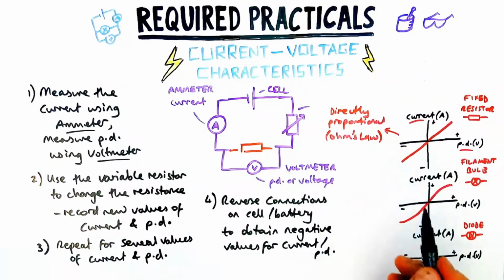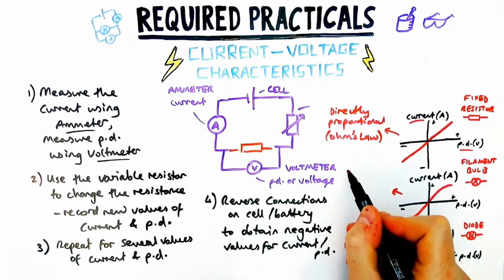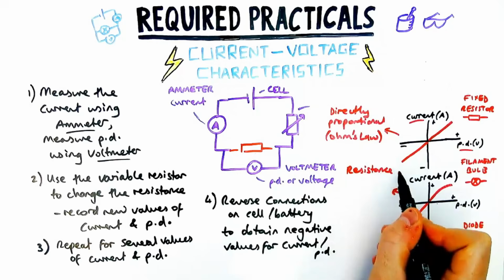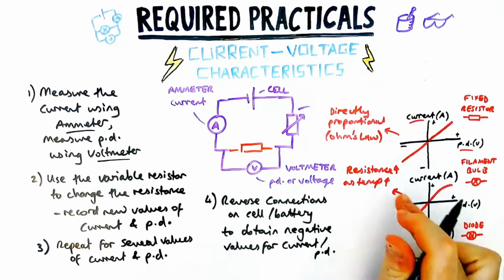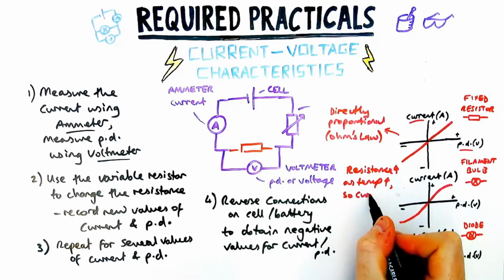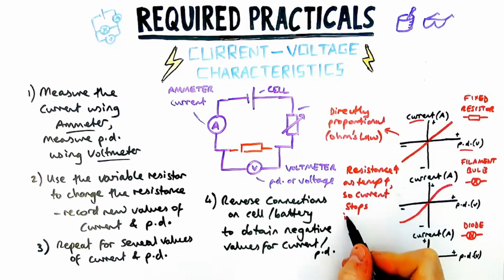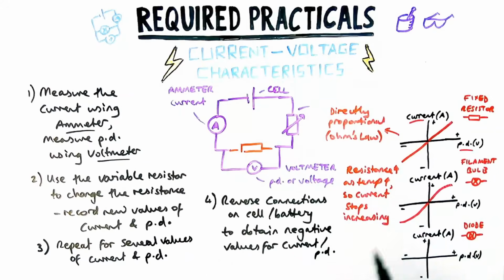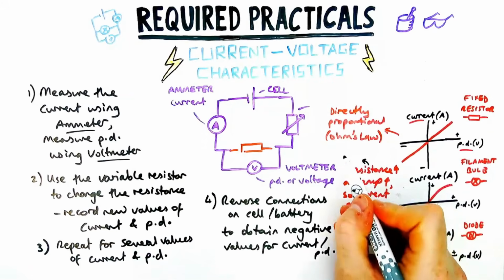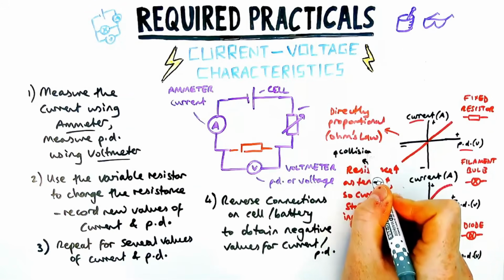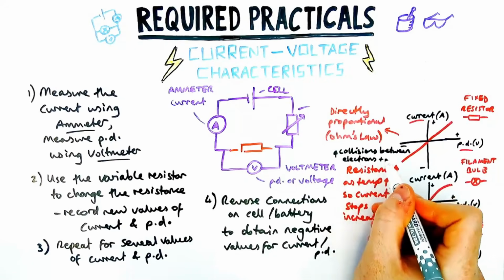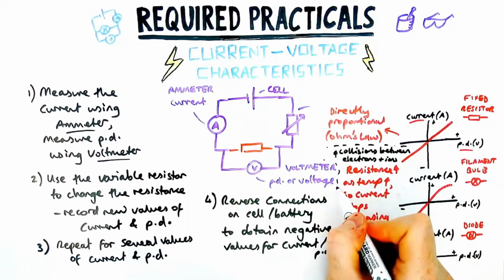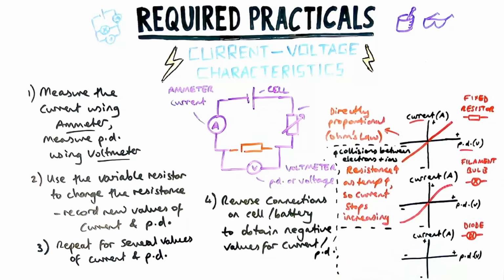Now, for the filament bulb, it is not directly proportional. It curves off a bit at each end. Notice it doesn't curve downwards, the current. It looks like this. The reason for this is that for a bulb, the temperature increases, so resistance increases. So the current will stop increasing at a certain point. The reason that the resistance increases with increasing temperature is that when ions are hotter, there are more collisions between electrons and ions. Therefore, more collisions means resistance goes up and current stops increasing.